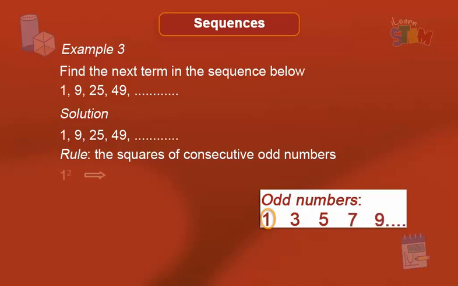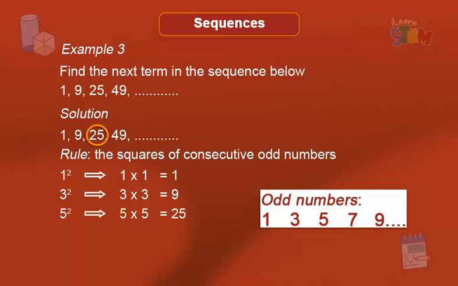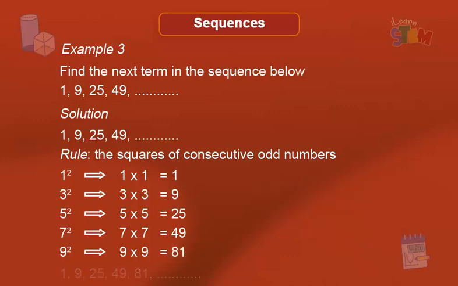So, the square of 1 is 1 multiplied by 1 equals 1. The square of 3 is 3 multiplied by 3 equals 9. The square of 5 is 5 multiplied by 5 equals 25. The square of 7 is 7 multiplied by 7 equals 49. The next term is the square of 9, which is 9 multiplied by 9 equals 81. And so on.